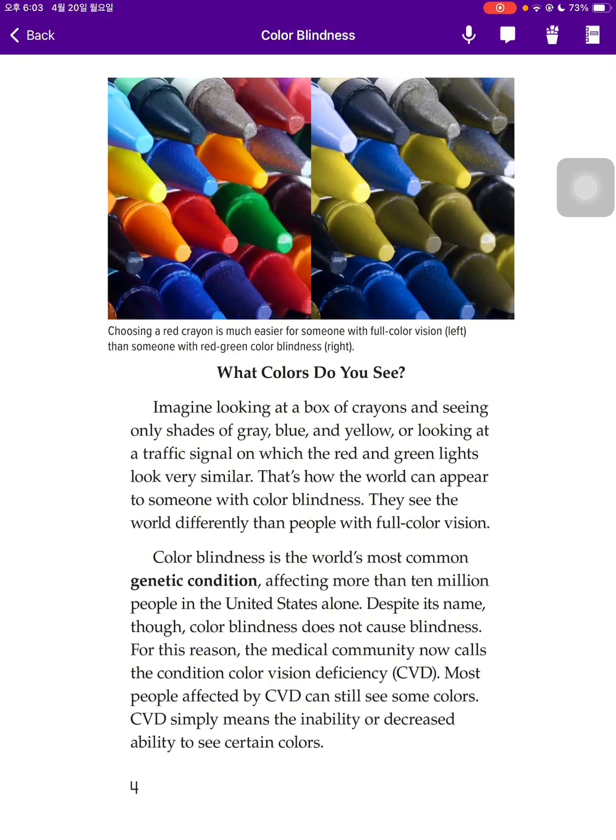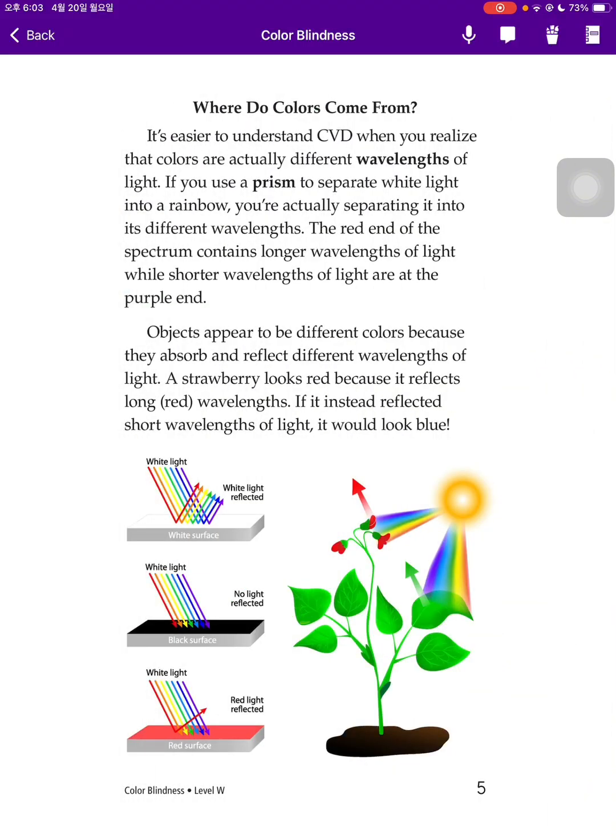Color blindness is the world's most common genetic condition, affecting more than 10 million people in the United States alone. Despite its name, though, color blindness does not cause blindness. For this reason, the medical community now calls the condition color vision deficiency, CVD. Most people affected by CVD can still see some colors. CVD simply means the inability or decreased ability to see certain colors.